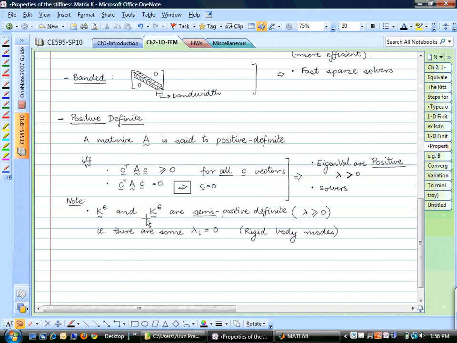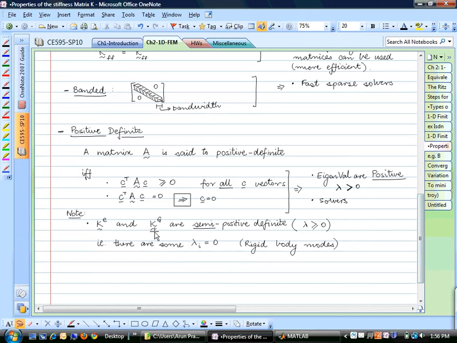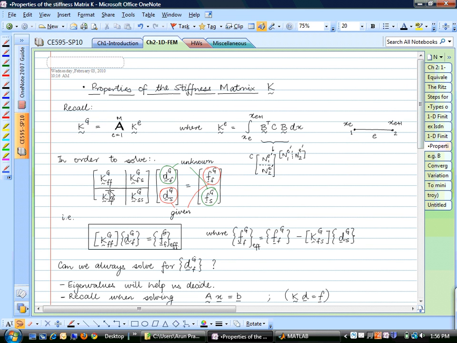So if you try to solve this equation, now note that I'm saying that the global stiffness matrix is semi-positive definite, which means that one of the eigenvalues is going to be 0. And if you go back to this equation right here, this is the global stiffness matrix, and these are the unknown displacements. Part of them are known, and this is the right hand side. If you try to solve this equation, you will see that this global stiffness matrix is singular.